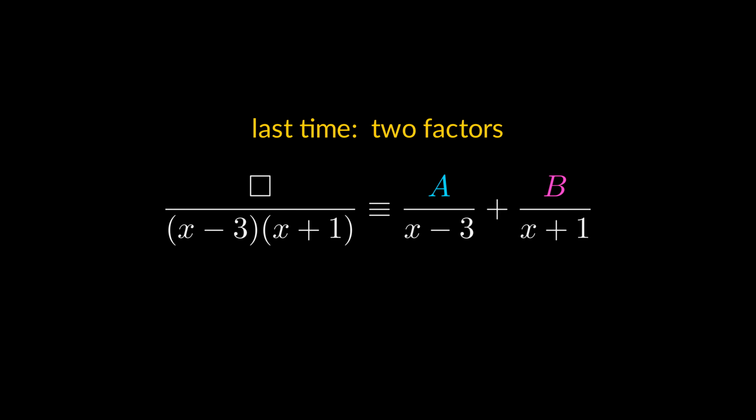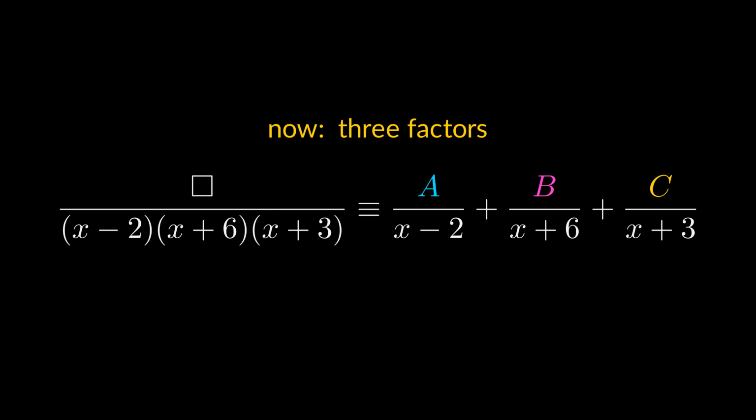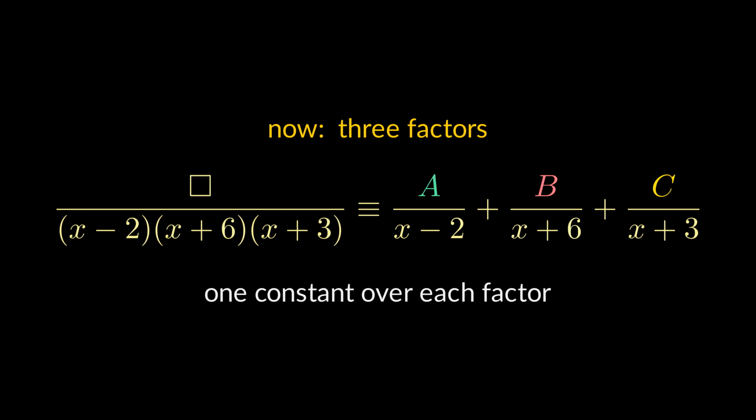Last time, we split a fraction with two factors on the bottom. So what happens when there are three? Honestly, almost nothing changes. Three different factors downstairs means three pieces upstairs, one unknown constant sitting over each. The method doesn't get harder, it just gets one term longer.